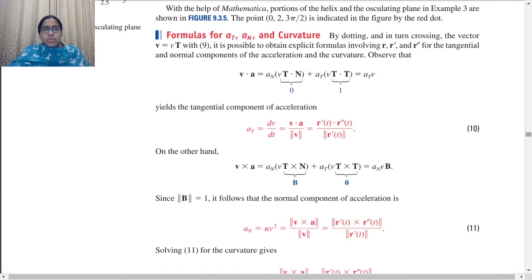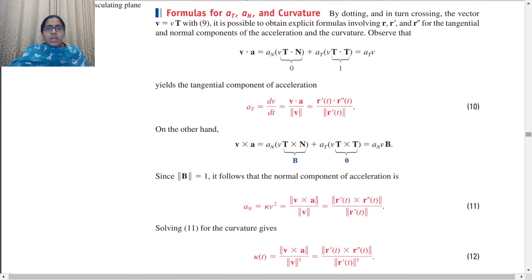Now next we are moving on to the formulas of a_T, a_N and curvature. See, a_T and a_N are basically the components of acceleration and the curvature. So we have already defined what is the tangential component, what is the normal component, what is the curvature. But in this section, what we are going to do is define them with the help of the position vector and its higher derivatives. So let us see how we can do that.